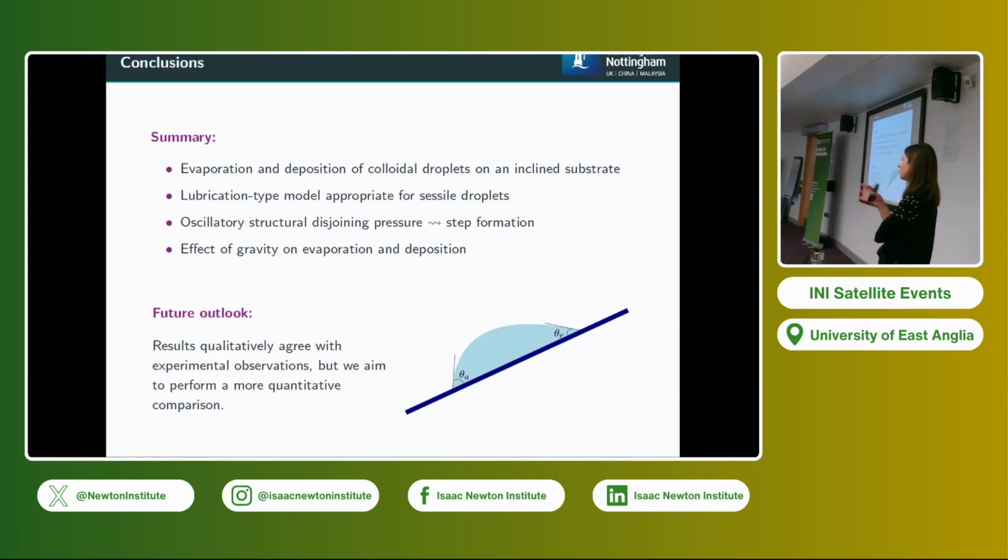These are just some preliminary results, and they seem to agree with experimental observations, even though I didn't show any experimental observations. We do aim to perform a more quantitative comparison in the near future, and I hope Alex tomorrow will be able to show some experimental results on the same problem. Thank you very much.